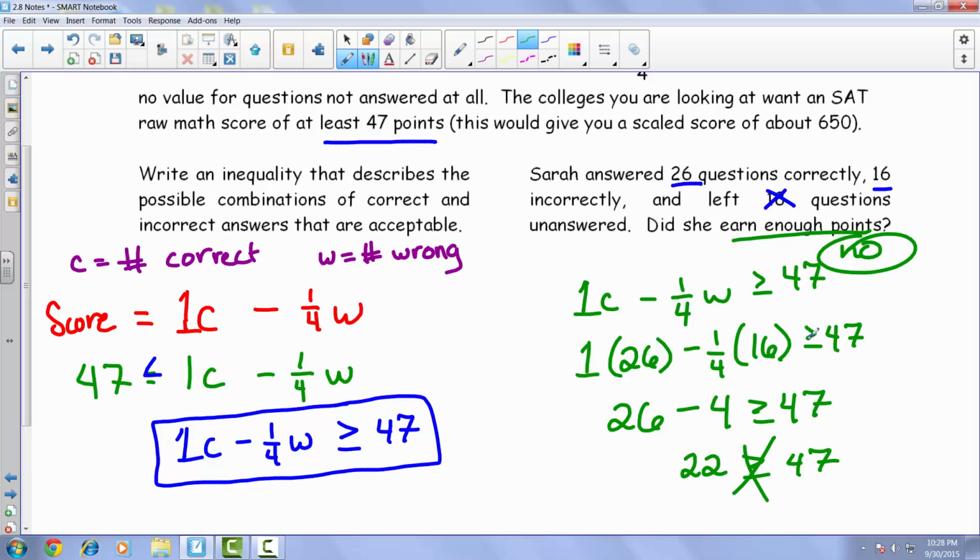So maybe what she needs to do is either answer more of these questions that were unanswered or get some of these more correct. All right, so there are a couple of different options that she has. I would probably suggest that she looks at these 18 unanswered problems and maybe shoot for more of those. Again, just because of strategy, even if you're getting 16 wrong, you're only docked a quarter for each of them. So the strategy then would be to look for these 18 that you haven't answered. Try and get some of those points.